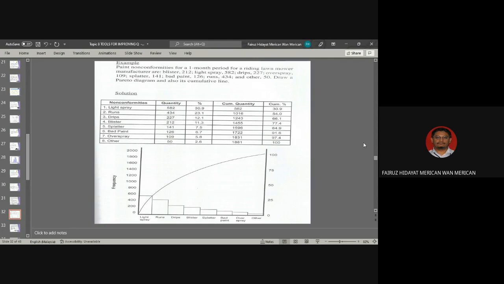So the cumulative is indicated by that line or the curved line. From there it's easy to identify what are the major causes of the defects. In this case, the light spray and the runs. So based on that data, they have collected and displayed through the Pareto diagram, so they can identify what they call the major factors, and from there they can take necessary action.